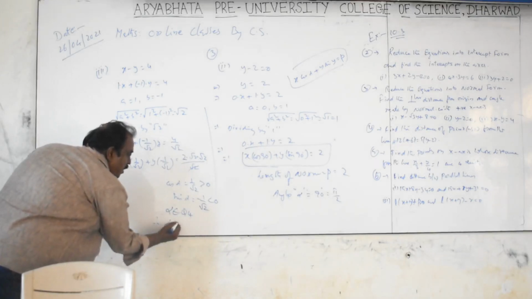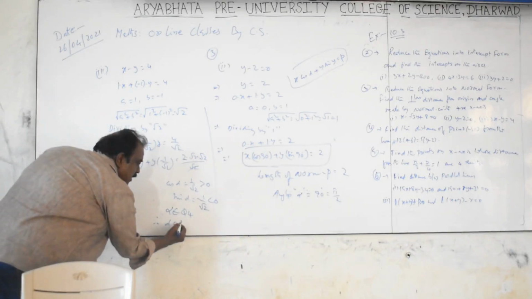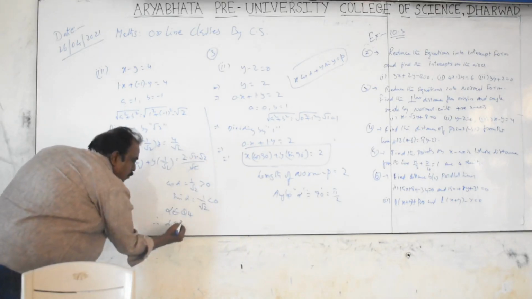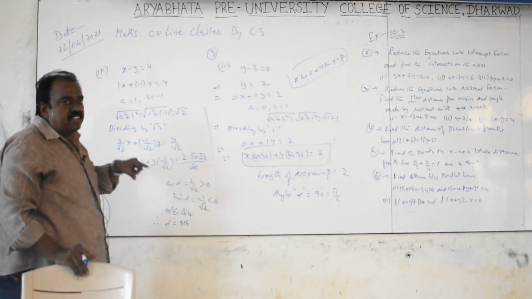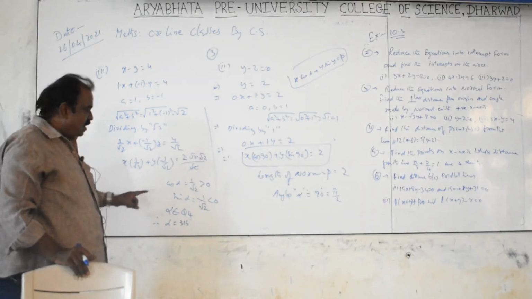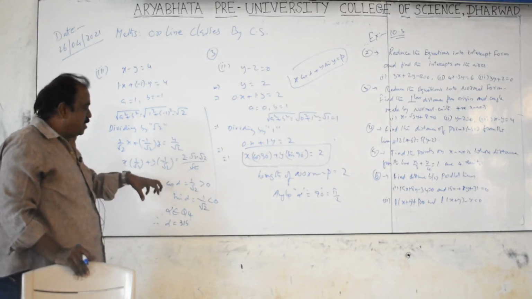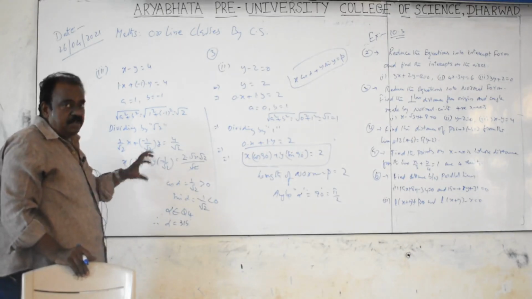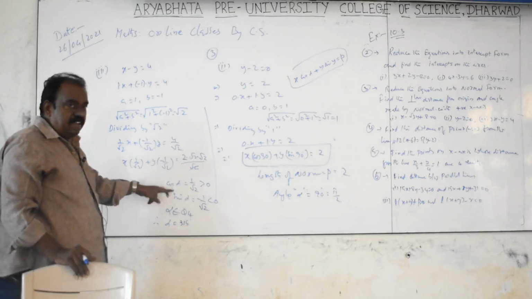So therefore, what is alpha? It is 1 by root 2, so alpha is 315 degrees, that is 360 minus 45. That is 315. 360 minus 45 means in the fourth quadrant, cos is positive whereas sin is negative.